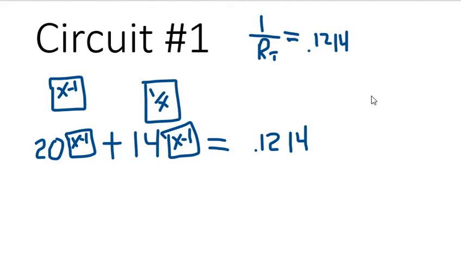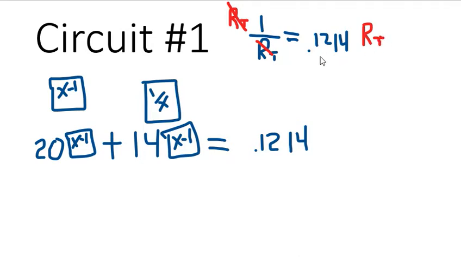Now, we're going to keep using this button. But one thing is, when we get the hang of this, we really don't have to do much on the calculator, so I'm going to walk through the algebra. So 1 over total resistance equals this, but I need to solve for total resistance. The first thing I need to do is get it out from underneath the fraction. I'm going to multiply both sides by total resistance. So now they cancel out on this side, and I have 1 equals 0.1214 times total resistance.